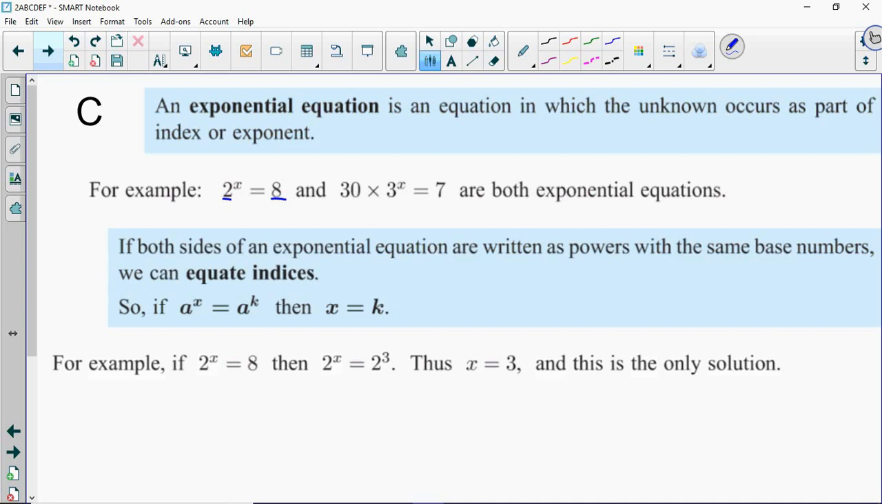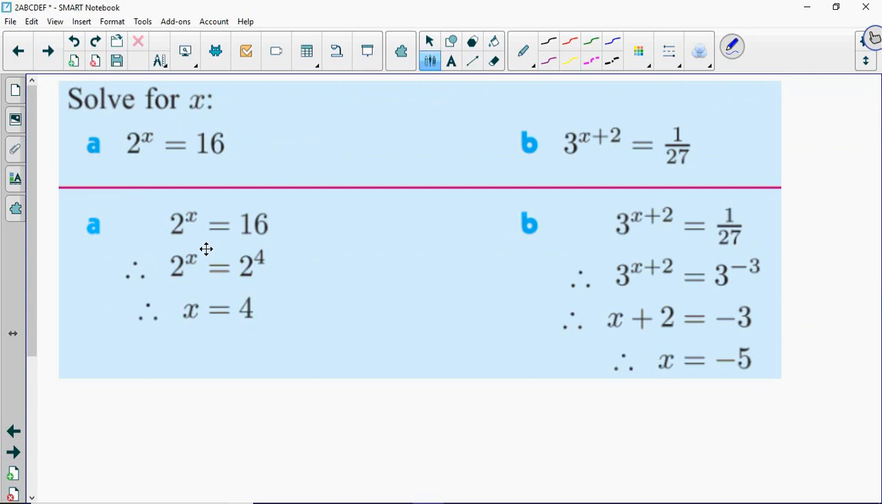So in this first example, we notice that 8 is the same thing as 2 cubed. So the equation can be written as 2 to the x equals 2 cubed, therefore x is equal to 3. That's super easy. Of course, it gets a little bit more complicated. Here's another super easy one, though. So 16 is the same thing as 2 to the power of 4, so that means x is equal to 4. Here we have to work for it at least a little bit more. 1 over 27, we recognize 27 is a power of 3. It's 3 cubed. So this is 1 over 3 cubed, which is the same thing as 3 to the negative 3. And once we're here, we have the two bases are the same, which means that the two exponents are the same, and we can solve.